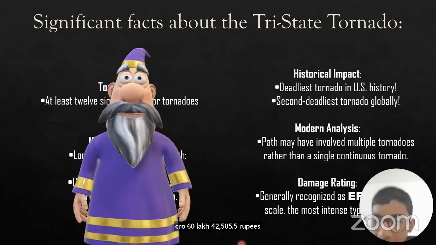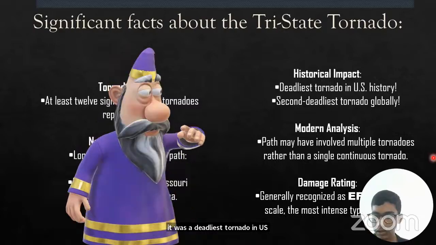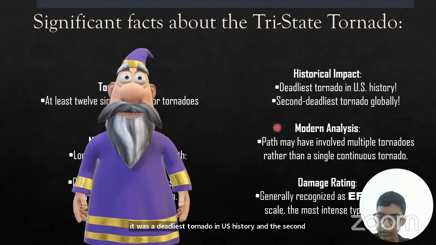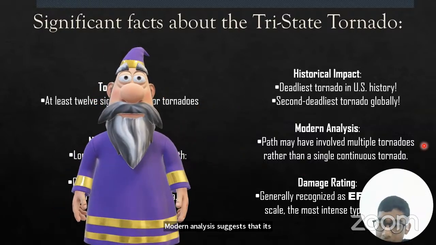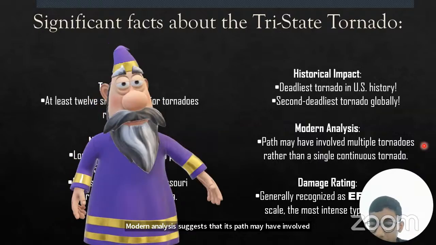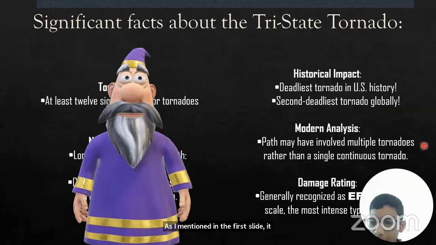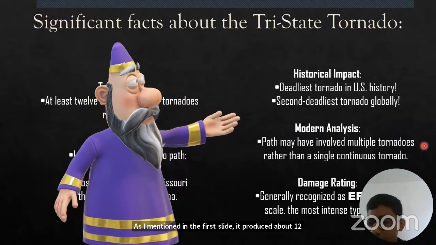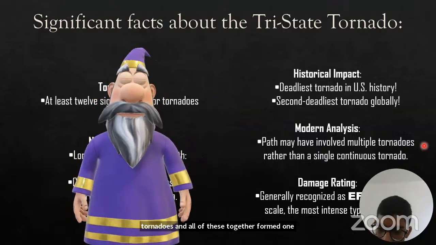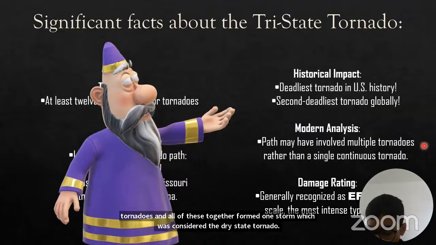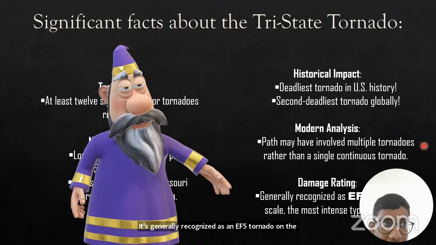It was the deadliest tornado in US history and the second deadliest tornado globally. Modern analysis suggests that its path may have involved multiple tornadoes rather than a single continuous tornado. As I mentioned in the first slide, it produced about 12 tornadoes, and all of these together formed one storm, which was considered the tri-state tornado. It's generally recognized as an EF5 tornado on the Fujita scale, which is the most intense type of tornado.